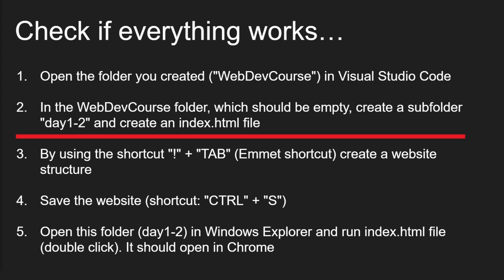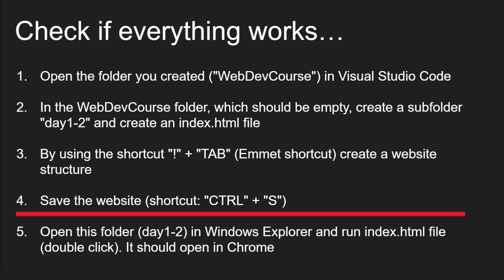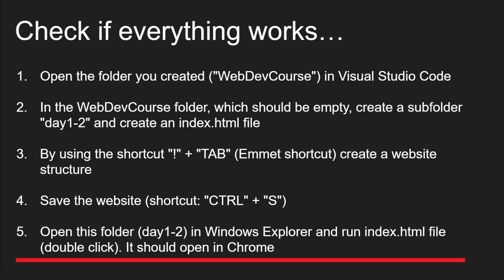Having this new file created, I want you to open it so that you can see it in your Open Editors tab. And then using the Emmet shortcut, which is the exclamation mark and tab or enter, I want you to create the basic website structure. Then I want you to save your file using the Ctrl and S shortcut on your keyboard. And then finally, I would like you to go to the Windows Explorer and run this index.html file by double-clicking it with your mouse. It should open in the Google Chrome browser.